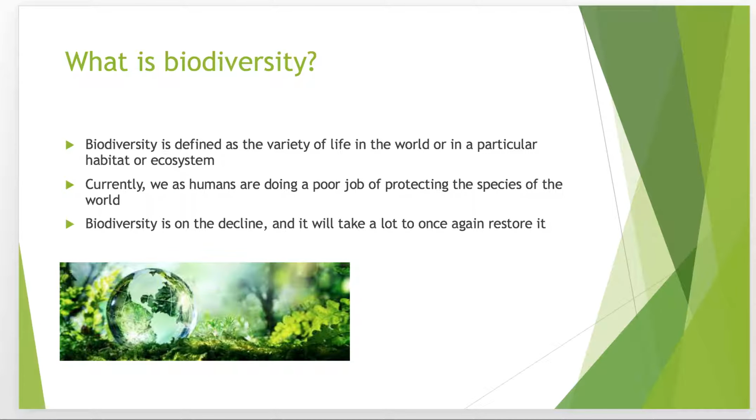So, in the first slide, what exactly is biodiversity? Biodiversity is defined as the variety of life in the world or in a particular habitat or ecosystem. The many species of the world are all essential to making our planet function the way it does. The plants, the animals, and the abiotic factors all play a role in keeping our planet going. Biodiversity is the variety of life in the world, and it is what makes the world such a beautiful place. Currently, we as humans are doing a poor job of protecting the species of the world. As a result, biodiversity is on the decline, and it will take a lot to restore it, because many factors have had an effect on biodiversity.